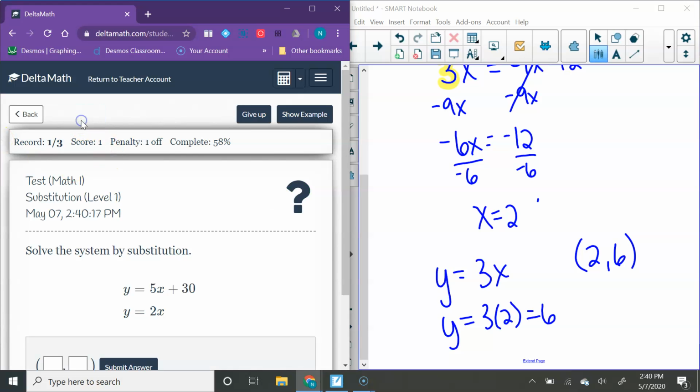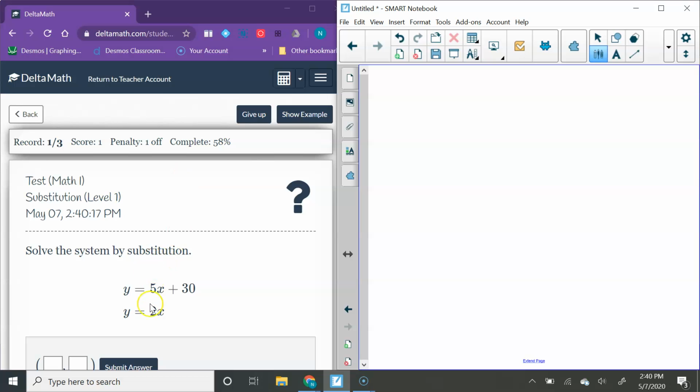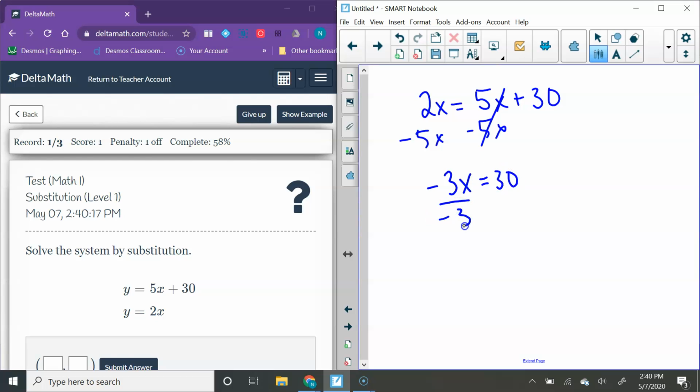All right, here's another one. Same deal here. These are both equal to y, so we can just set them equal to each other. 2x equals 5x plus 30. And so I could subtract both sides by 5x. So negative 3x would equal 30. And I'd divide by negative 3. So x equals negative 10.